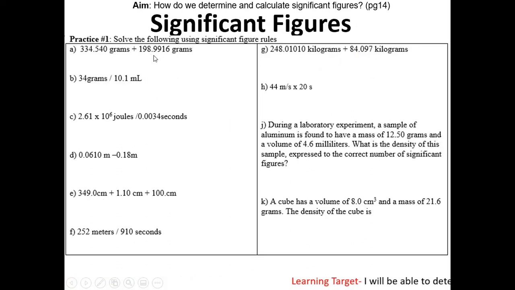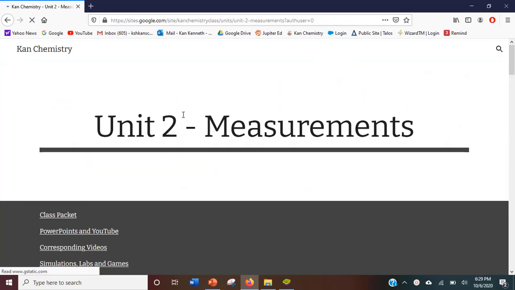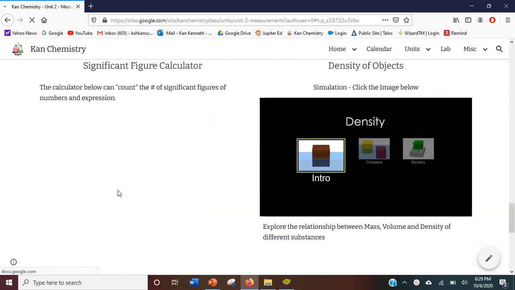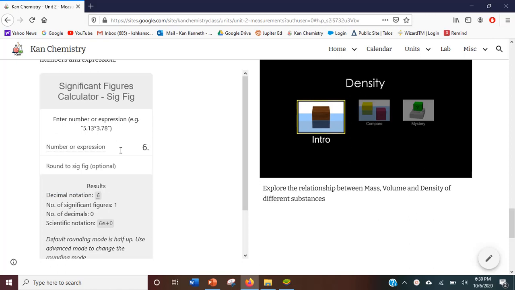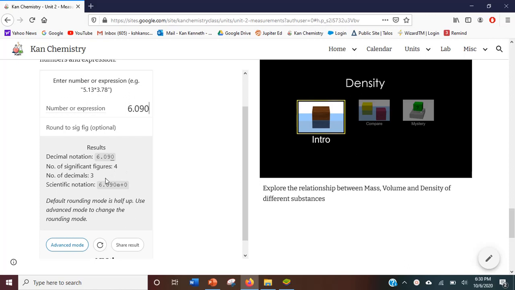In this practice, I want you to solve the following from A to K using the significant figures rules. But before you do that, I want to show you a significant figures calculator on my website. This is my website. So go to Unit 2, scroll down to the significant figure calculator. This calculator can count the number of significant figures for numbers and expressions. If you see a number that you're not sure what's the number of significant figures, you just type it into the calculator, for example, 6.090. Notice it tells you the number of significant figures and the decimal places.